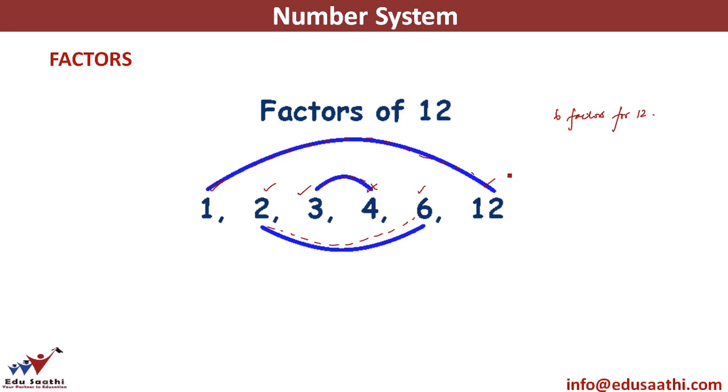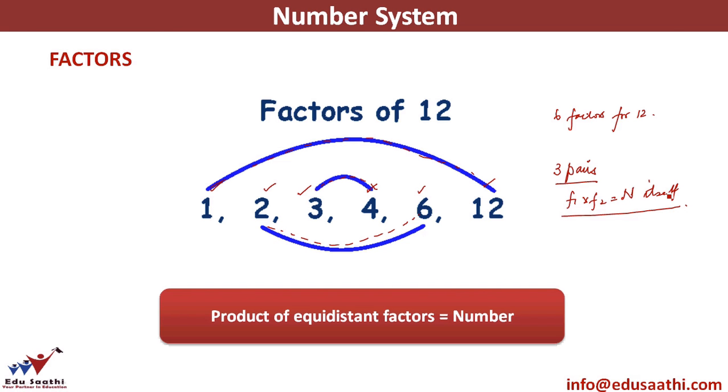So the number of factors comes out to be 6. There will be 3 pairs that will give you the product of factors as the number itself. So it is basically half the number of factors. The number of pairs would be half the number of factors that we'll have. Product of equidistant factors would give you the number itself.